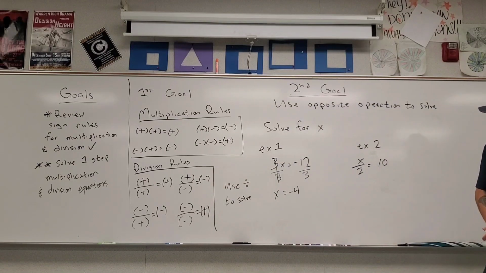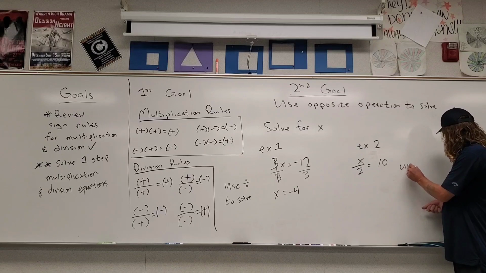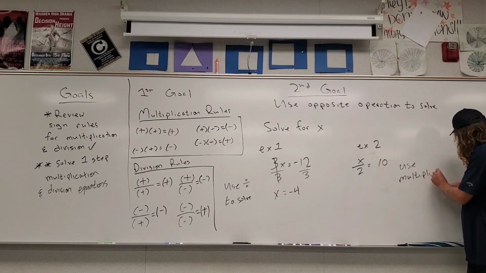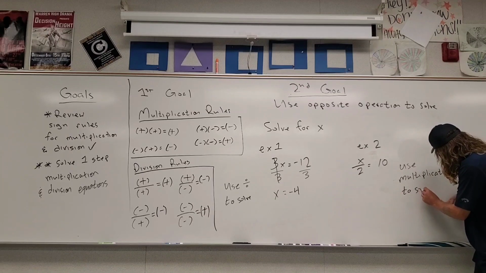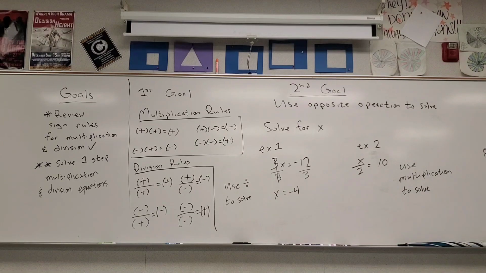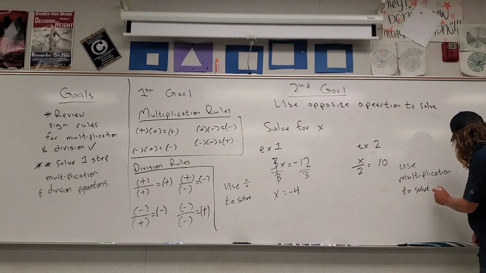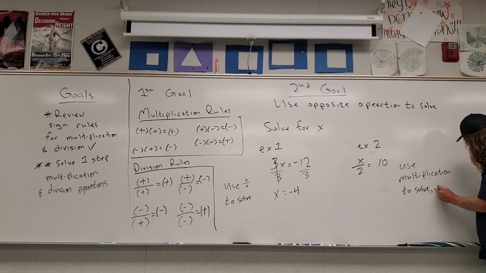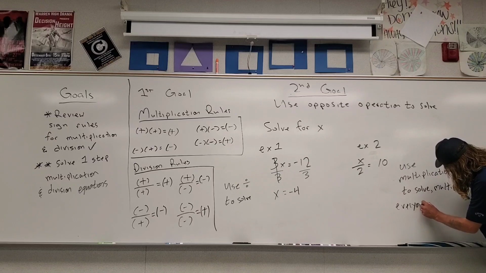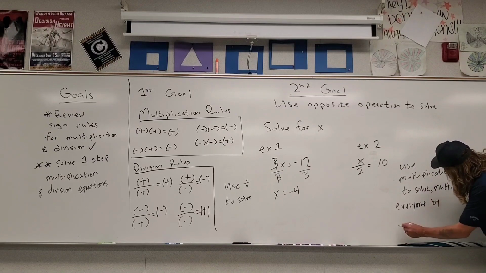So what we need to do is we're going to use the opposite of division, so we're going to use multiplication to solve. And it's really easy to solve a division equation. We just multiply everybody by the denominator, okay? So multiply everyone by the denominator.